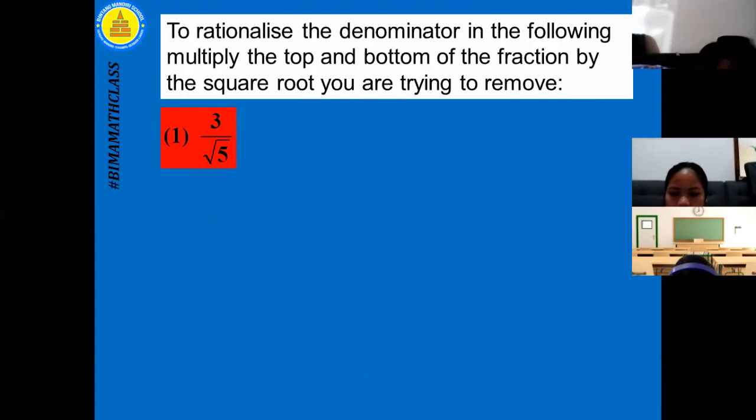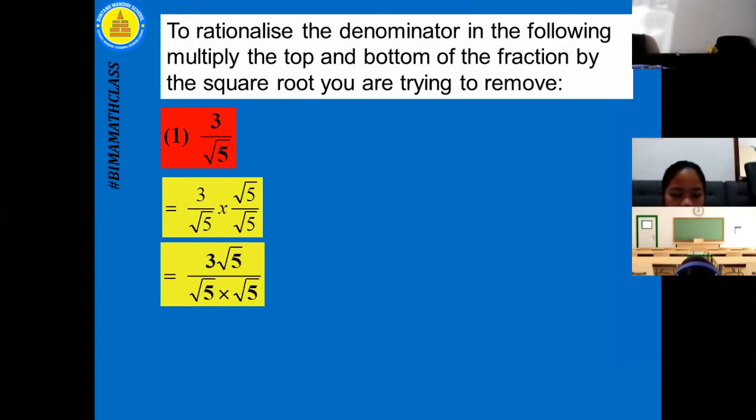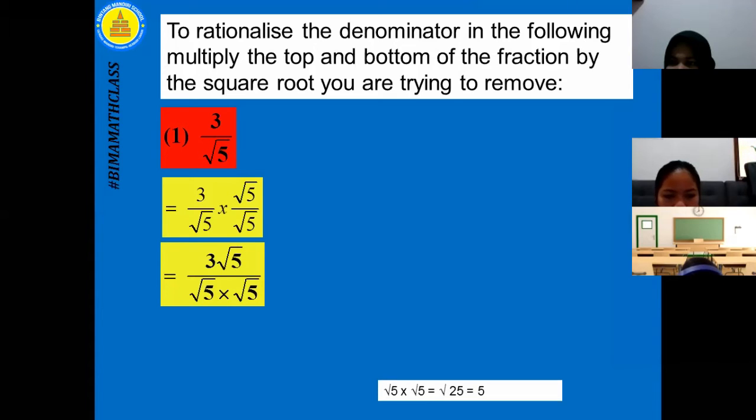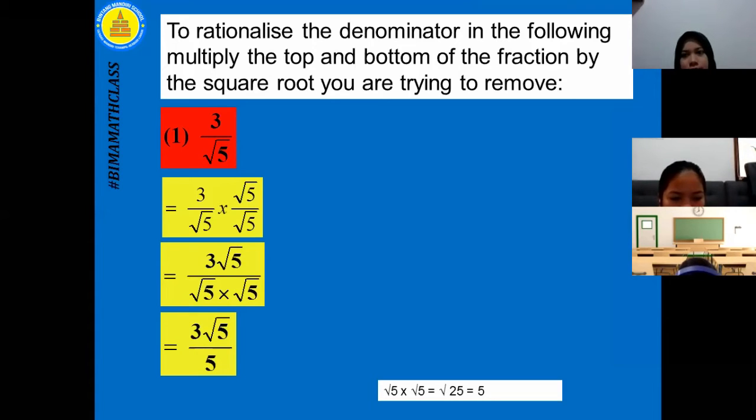Okay, to rationalize the denominator in the following, multiply the top and the bottom of the fraction by the square root you are trying to remove. Look at this. What square root do we try to remove? The square root of 5, right? So we multiply the top and the bottom of the fraction by the square root of 5, just like what we did before. So the answer is that one. So we now remove the surd. Do you agree with the answer? Yes. Okay, now number 2.